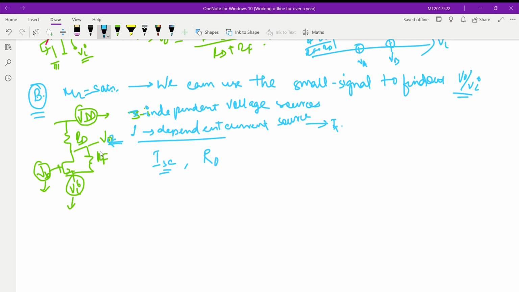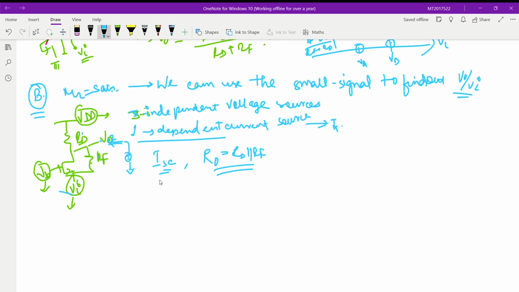This is pretty straightforward. To find out R out, we just add a voltage here. We turn off all the independent voltage sources. This is nothing but RD parallel RF. So we already have this straightforward number.